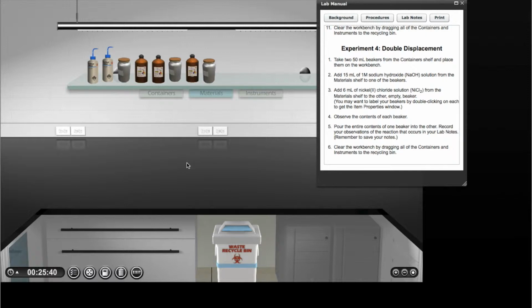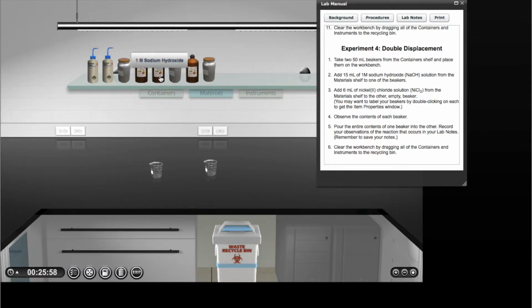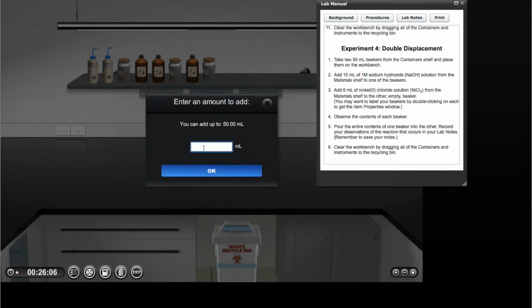So for our chemistry video, we decided to perform a double displacement reaction, which is when AB plus CD yields AD plus BC. For our two instruments, we're going to bring down two 50 milliliter beakers. We're going to put the first aqueous solution, sodium hydroxide, into one of the beakers. We are going to put 15 milliliters of the sodium hydroxide in the beaker.